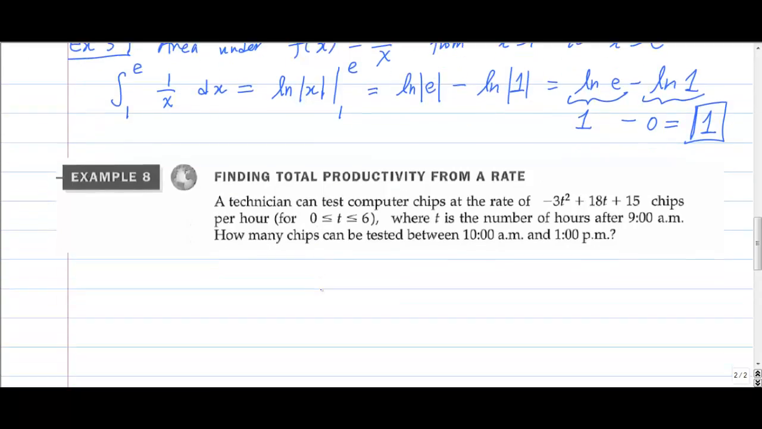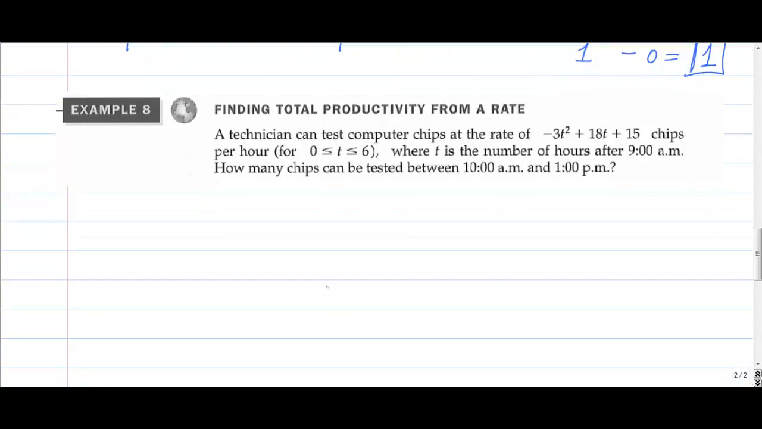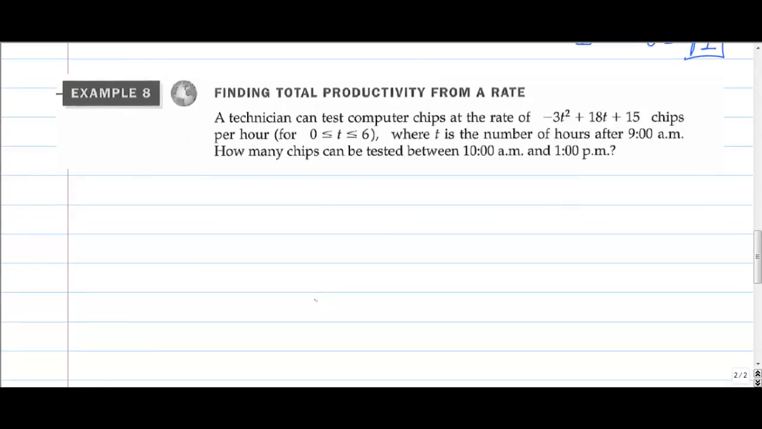Okay, so they give us the rate, chips per hour, and they want us to find how many chips can be tested, right? So again, we're going from a rate to a total. So the only way to do that is to integrate. So we have to integrate this function, -3t squared plus 18t plus 15 dt. Okay, t is my variable. And I need to find the limits of integration, a and b.